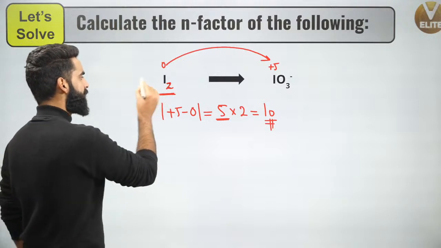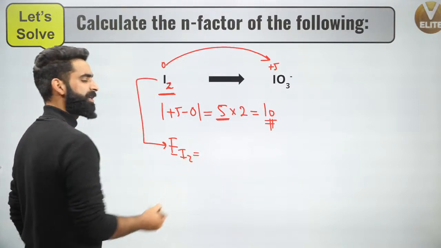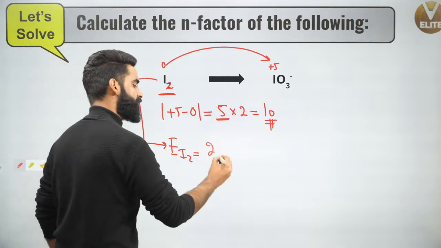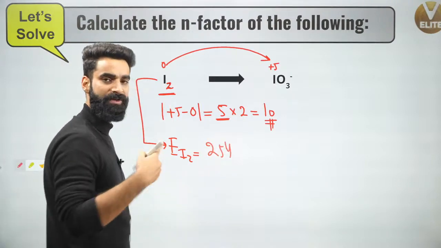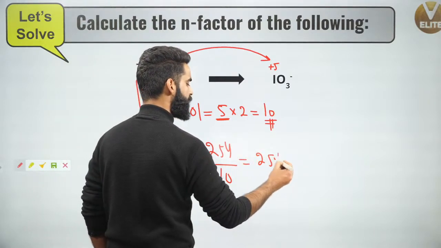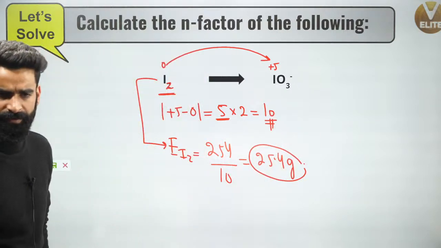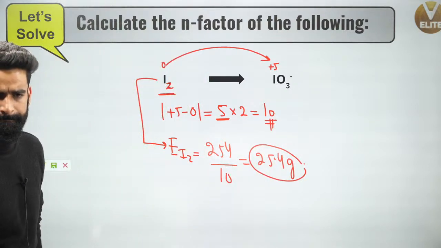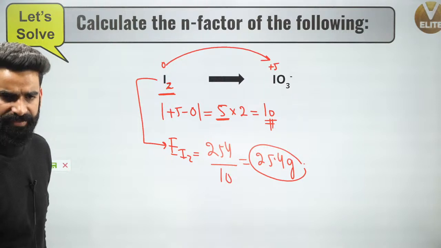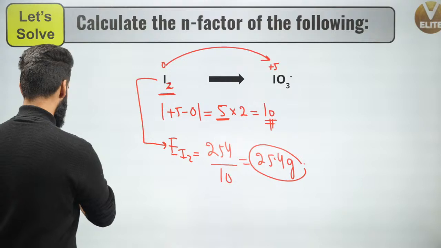Now people, if I want you to calculate the equivalent mass of I2 right here, it's going to be the molar mass of I2, which, as you must know, is 254 grams per mole, divided by the N factor, which is 10. So its equivalent mass is going to be 25.4 grams. Very simple, right?